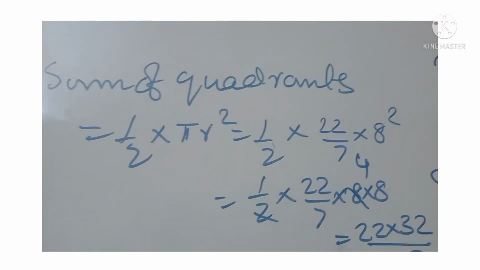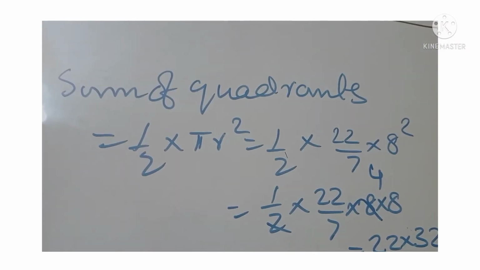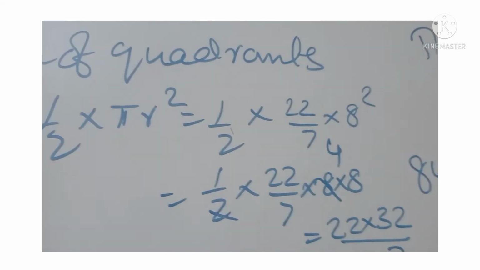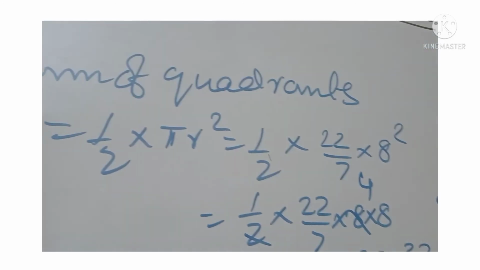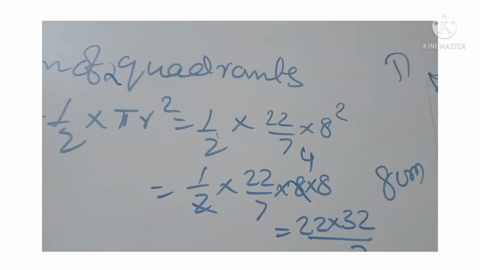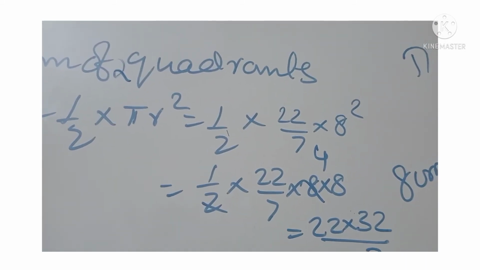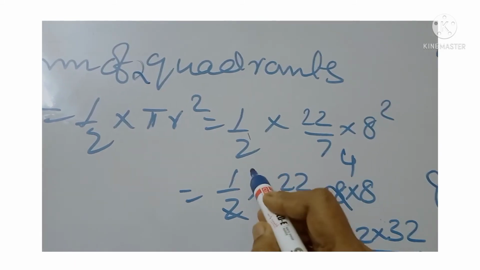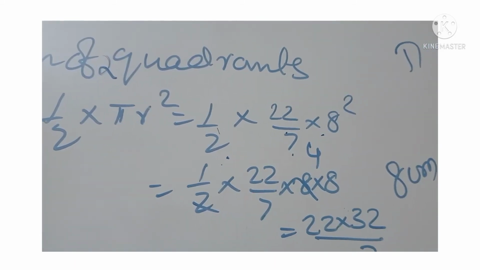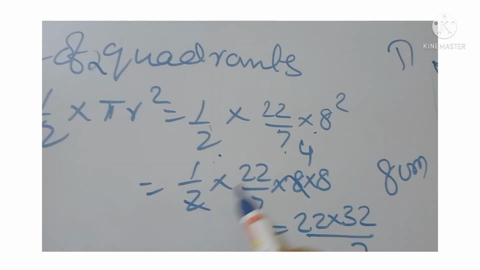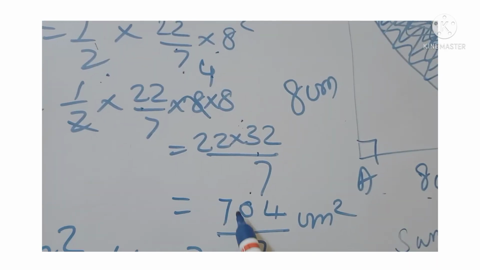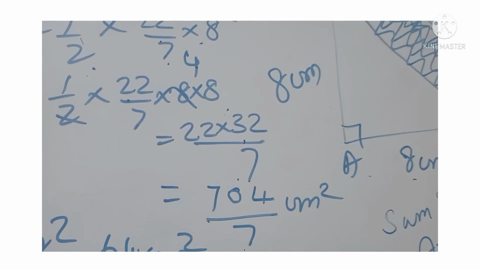How can we find the sum of areas of the quadrants? We know that 1 by 4 pi r square is the area of one quadrant. Since there are two quadrants, the sum of areas is half into pi r square, since two one-fourths become half. Half into 22 by 7 into 8 square, since radius is 8. Then we can cancel 2 and 8. Then 22 into 4 into 8 is 704 by 7 centimeter square.